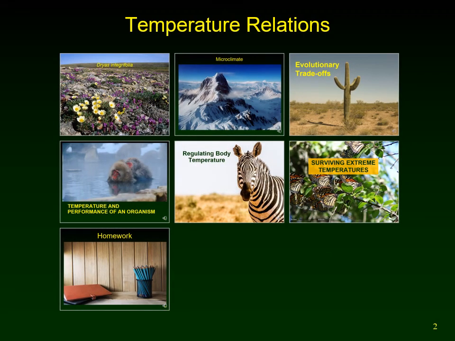So the topics we're going to be talking about, we're going to give a little introduction with an example of an Arctic tundra plant, the driest plant. Then we're going to talk about the impact of microclimate, which is extremely important in your temperature regulation. We'll talk about evolutionary trade-offs, then look at how temperature affects the performance of an organism, look at how temperature can be regulated within the body, and then how organisms have adapted to survive extreme temperatures.